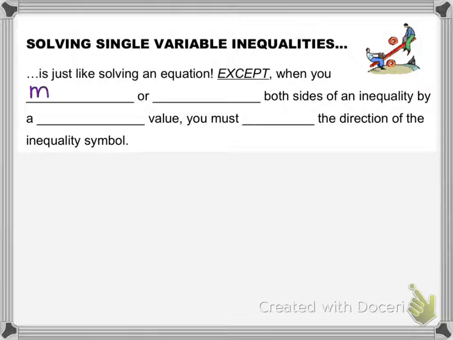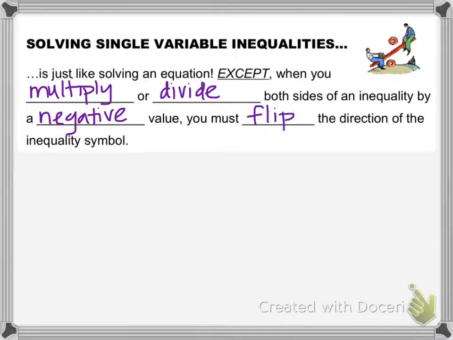When you multiply or divide both sides of the inequality by a negative value, it does not apply if you're multiplying or dividing by a positive value, then you must always remember to flip the direction of the inequality symbol. So if you have a less than, you would flip it to a greater than. If you have a greater than or equals, for example, you would flip it to a less than or equals. We'll do some examples in a minute that'll show you when to use this rule.